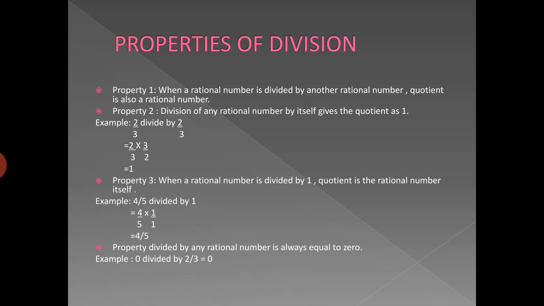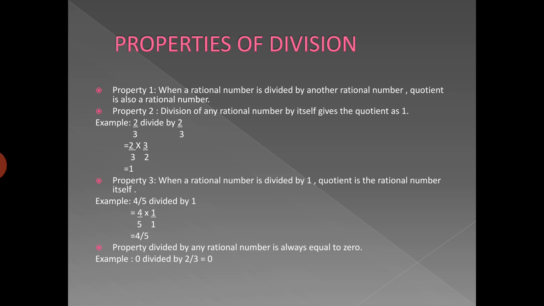Suppose we have 2 upon 3 divided by 2 upon 3. As we know, we will write 2 upon 3 multiplied by 3 upon 2, the reciprocal. Then 3 and 2 cancel out, and we get 1. When a rational number is divided by 1, the quotient is the rational number itself. Same, 4 upon 5 divided by 1. So 4 upon 5 multiplied by 1 upon 1, because we know that the reciprocal of 1 is 1. So we got the answer 4 upon 5.